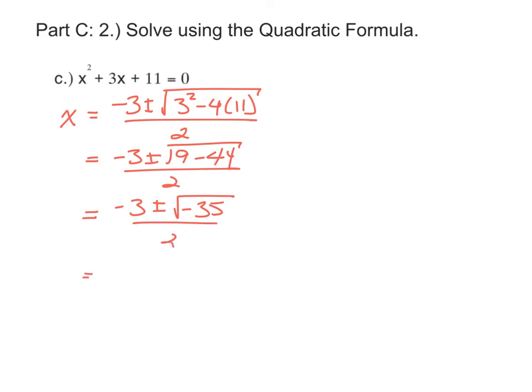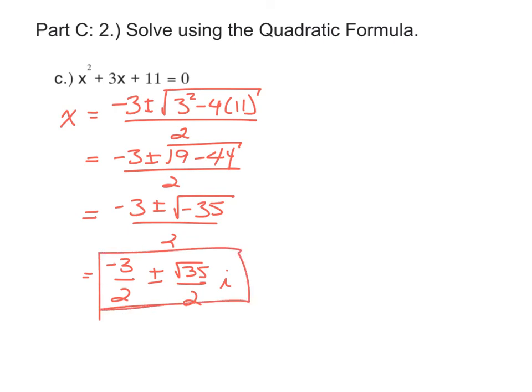With that square root of a negative, that means that we're going to have an imaginary number, meaning our answer will be complex. So I'll split this into two fractions, negative 3 halves, plus or minus the square root of negative 35, which is the square root of 35 times i, divided by 2. So in this case, when we have imaginary solutions, we'll just break it up into the real part and the imaginary part.